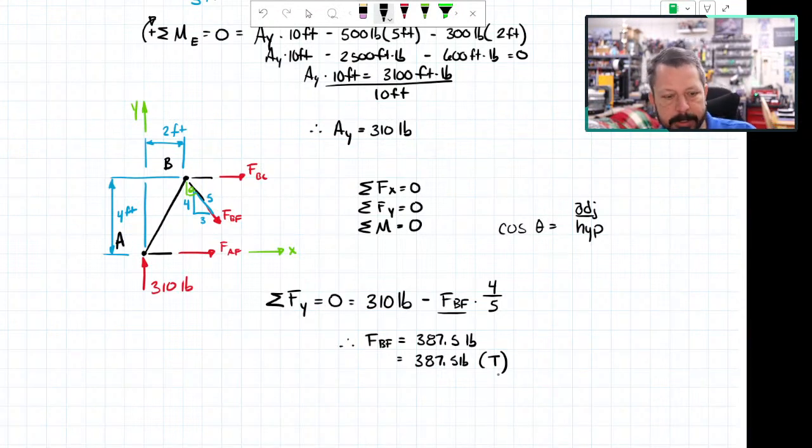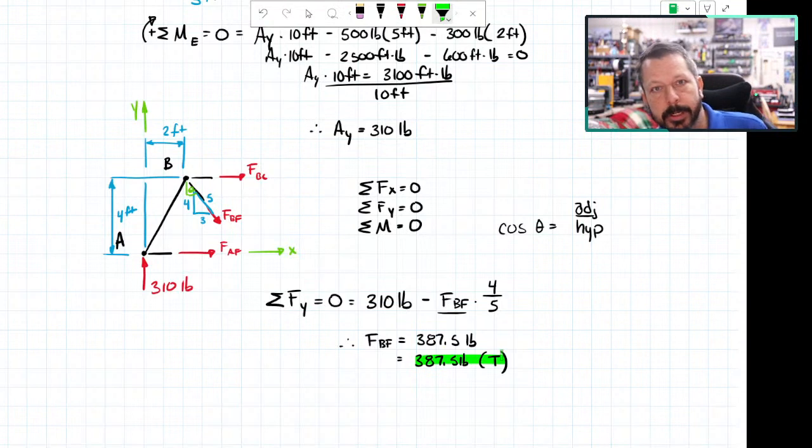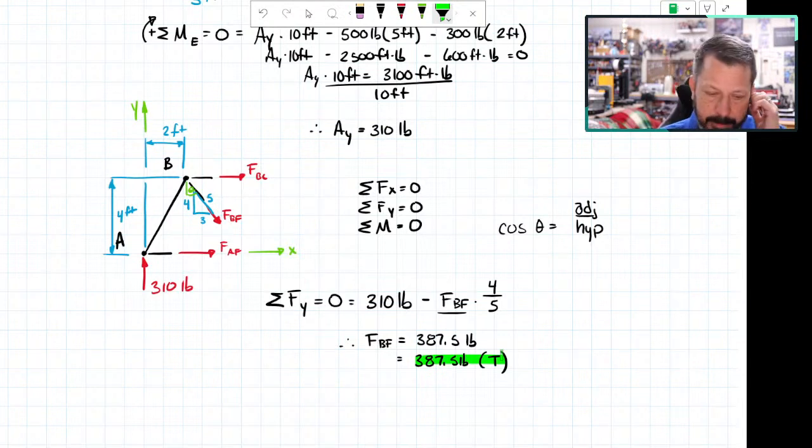If I'd gotten a negative based on my drawing, that would mean it's actually supposed to be pointing towards the little free body diagram, and I would rewrite this. Instead of writing negative 387, I would write 387.5 pounds and put a little C in parentheses for compression. The T or C is more clear than positive and minus, because the sign depends on which way you drew the arrow to begin with. Some people might just draw the arrows the way they're supposed to be, and then everything is positive. So it's way more clear just to write the number and T or C once you figure out if it's tension or compression.